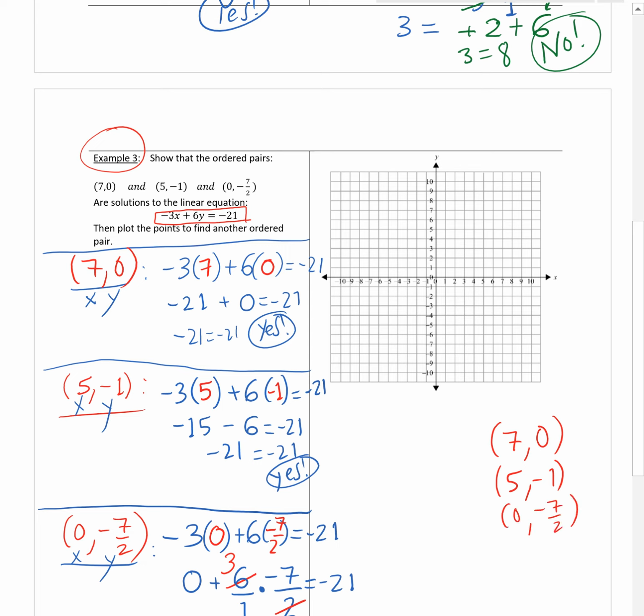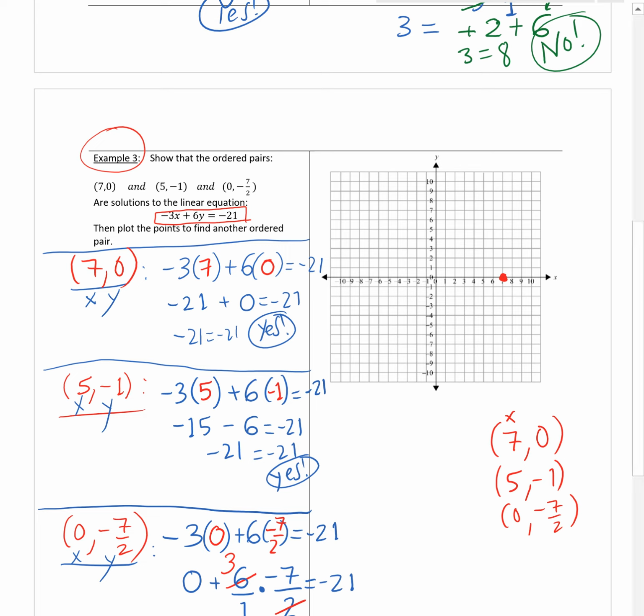Alright, so (7, 0), we've been training for this in the last section. (7, 0) is here, because you're looking for where 7 is on the x-axis and 0 on the y-axis. And 0 on the y-axis means I don't go up or down. I stay exactly on the x-axis.